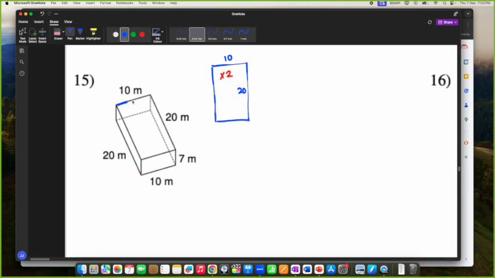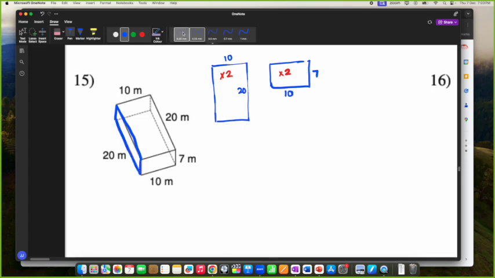Then I have this one on the side here. So that will be this one here. And I can see that this is the same as this, where the length is 10 and the height is 7. So you see, it's just about breaking it down. And you see how you have 2 of them? So whatever the area of this is, I'll just multiply it by 2 to get the area for the 2 of them.